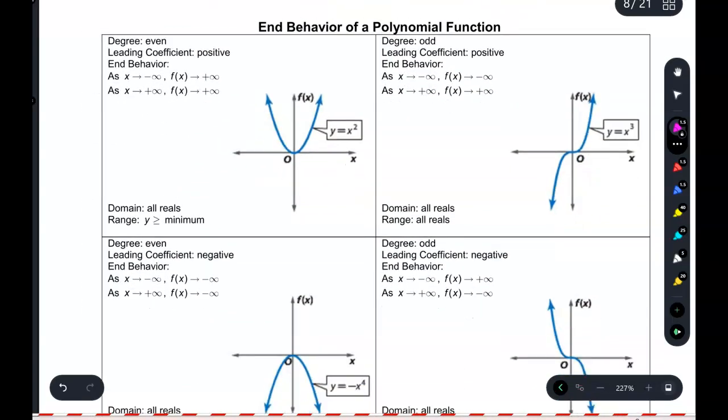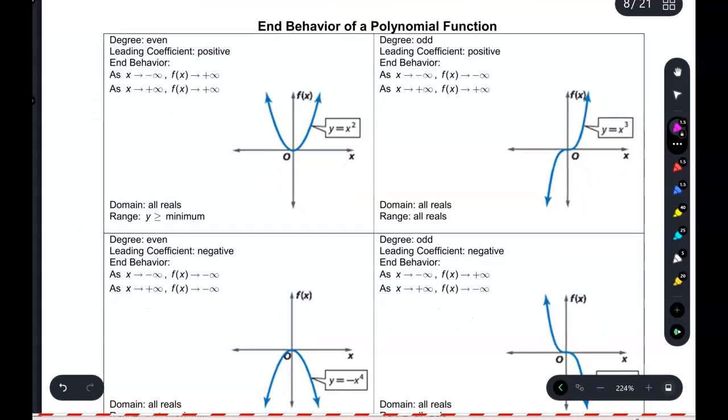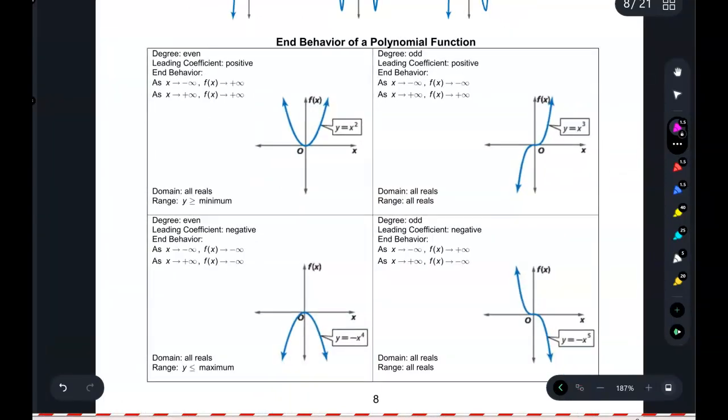Do you remember how the end behavior looks? If it's even, then they both end in the same direction. If it's even and positive, both up. If it's even and negative, both down. Then odd goes this way and this way. If it's a positive leading coefficient, then it goes up, right? And then if it's negative, it goes down.